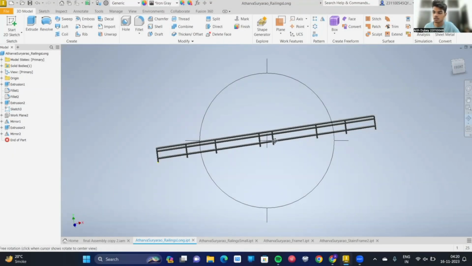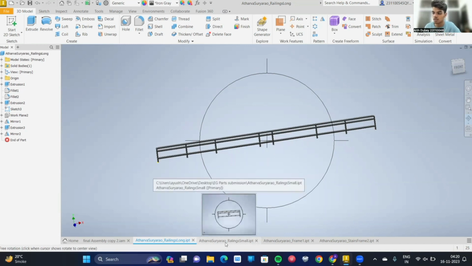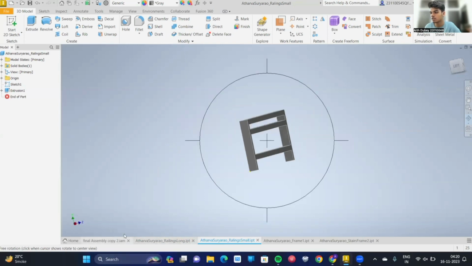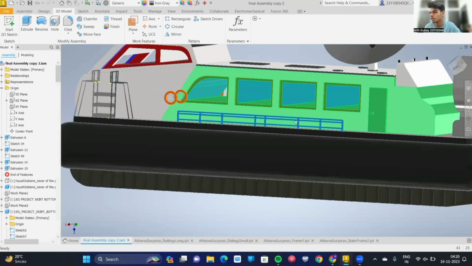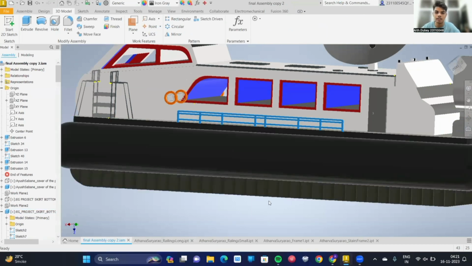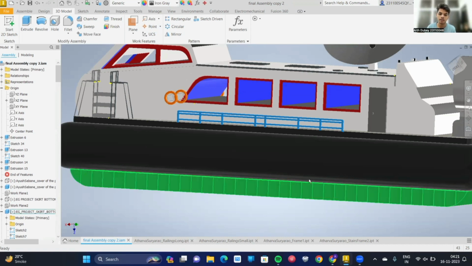So the next part is the railings, and this part is being modeled by Atharv. So in this we are having two types of railings on the basis of their lengths, long and short ones. So these are located on the sides of the hovercraft, as you can see in the main assembly, and they primarily act as safety barriers to prevent individuals or objects from falling over the hovercraft, and as they travel in rough terrains as well as seas, it helps in providing a barrier.